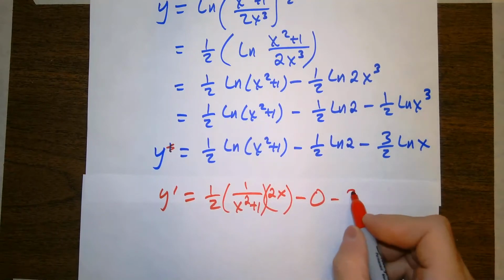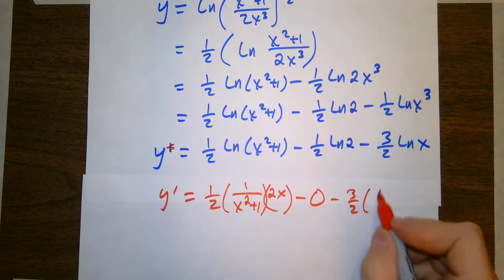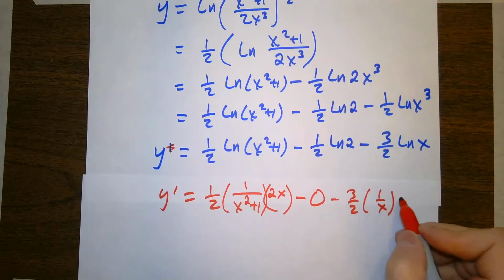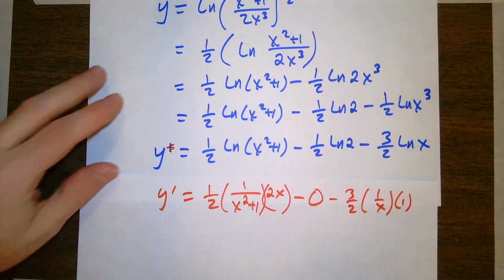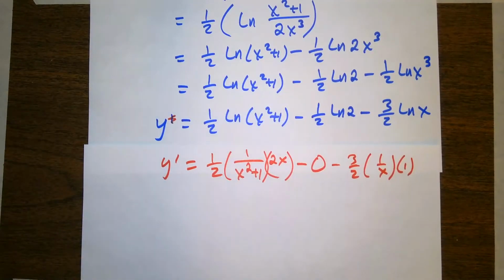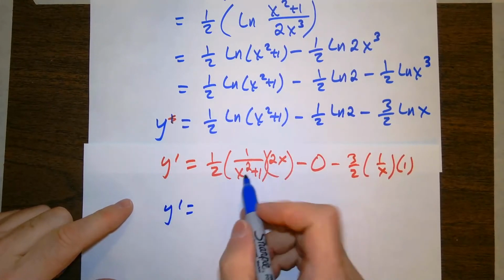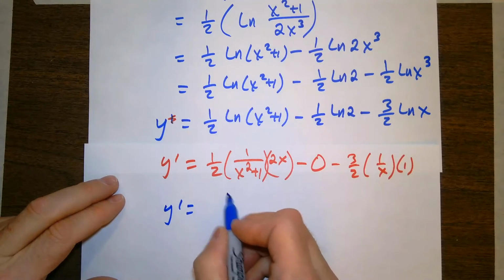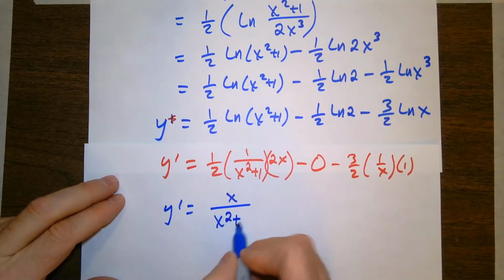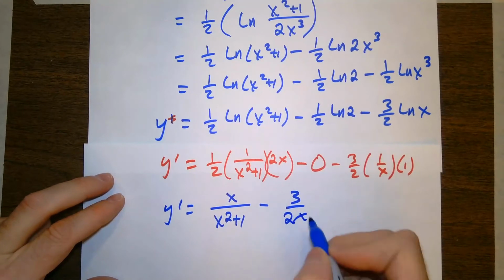Minus 3/2. What's the derivative of the natural log of x? 1 over x times the derivative, which would be 1. Let's simplify this, clean it up here a little bit. My y prime is going to be, I can see that the 2's are going to cancel here. I'm going to have x over x squared plus 1 minus 3 over 2x.